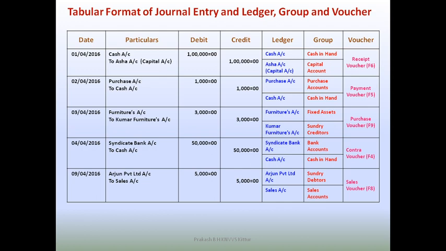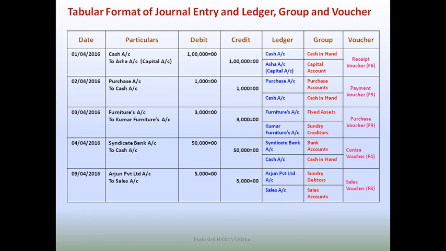On 4/4/2016 the Syndicate Bank account 50,000, ledger head, that is Syndicate Bank, and groups bank accounts. To cash account. So cash is deposited in the Syndicate Bank. So cash account, ledger head, that is a cash account, and groups cash in hand. Voucher being passed, that is the contra voucher. So contra voucher means the transaction between the cash account and bank account. So it's the contra voucher.